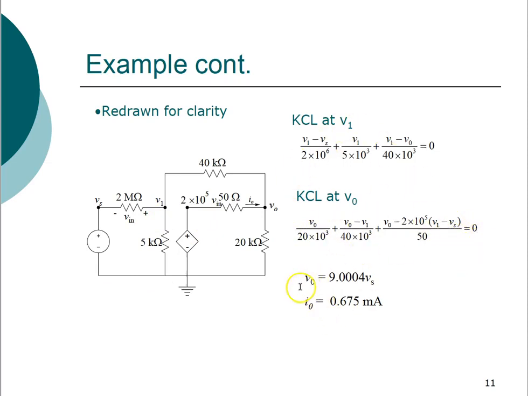So solving these two equations, you will get the final equation, which will be V0 is equal to 9.0004 Vs. Vs is your 1 volt. So that means your output voltage for this particular case is going to be 9.004 volts. And then if you know the voltage, you will just put the value of voltage into this particular branch, which is V0 upon 2 into 10 to the power 6 is equal to 0. You will just get the value of this current, because you know the value of output voltage. So that voltage divided by this 20 kilo ohm will basically give you the output current.